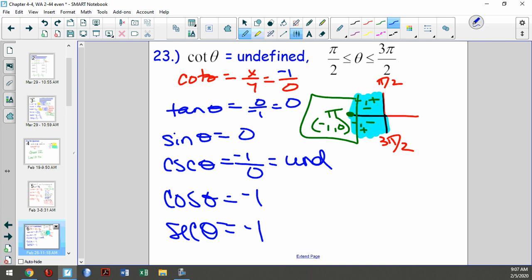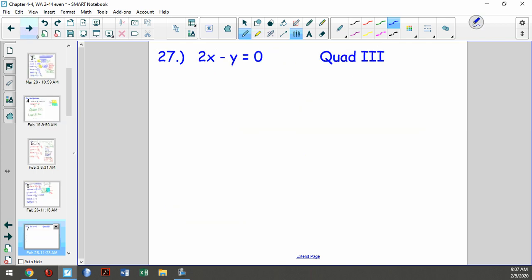Okay, the next set of instructions is going to be problems 25 through 28. And it says the terminal side of theta lies on the given line in the specified quadrant. Time out. Let's reread that one more time. The terminal side of theta lies on the given line. A line is mx plus b, isn't it? A line is mx plus b. And the specified quadrant. So they're giving me 2x minus y is equal to 0.